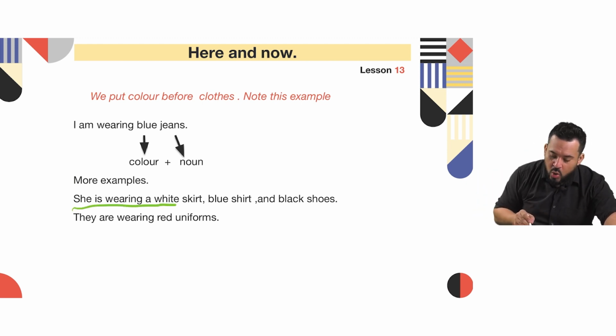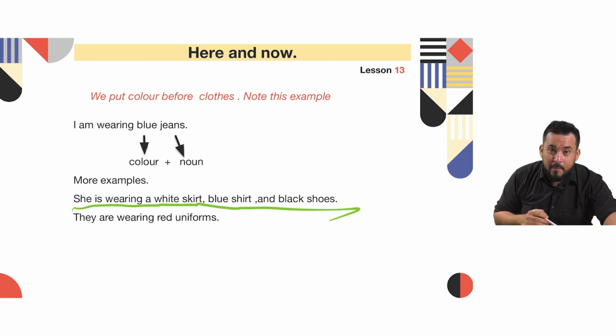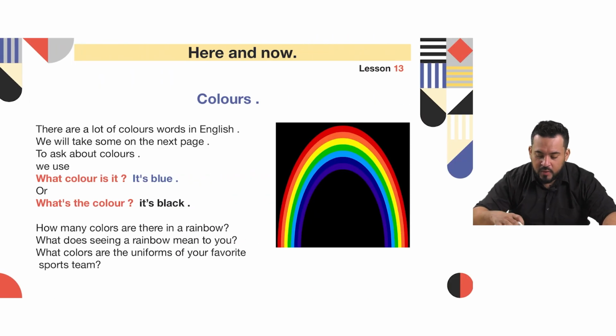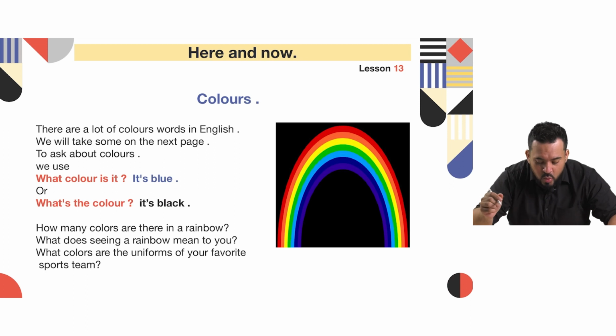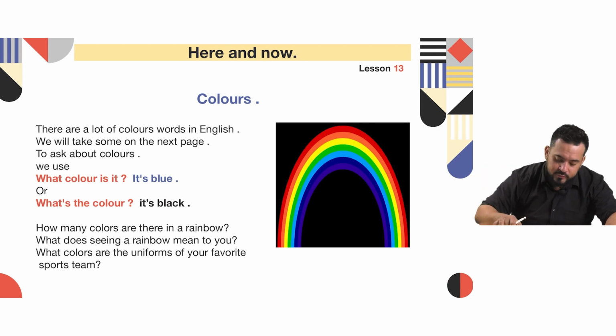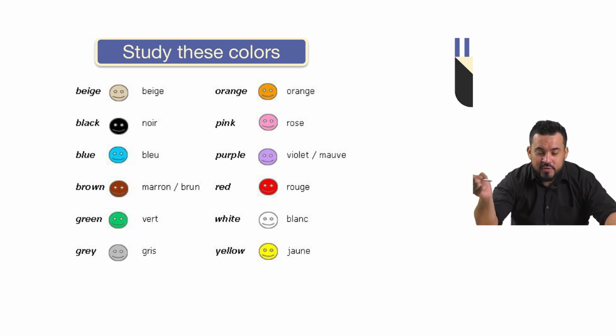She is wearing a white skirt, blue shirt, and black shoes. They are wearing red uniforms, color first. Let's talk about colors. Aren't they pretty? What color is it? It's blue. What's the color? It's black. What is your favorite color? How many colors do you know in English? Let's study them all. So let's study some colors.